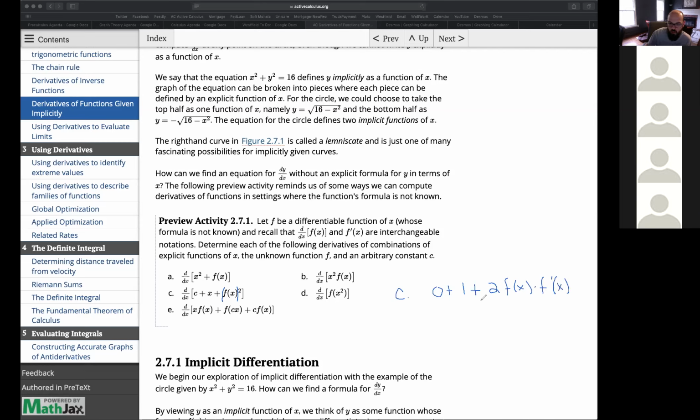So what you're getting here is the derivative of your outside function, right? So this is your outside function. And then you're going to use the chain rule, and then you're going to multiply by the derivative of your inside function. And so we talked about D a little bit.